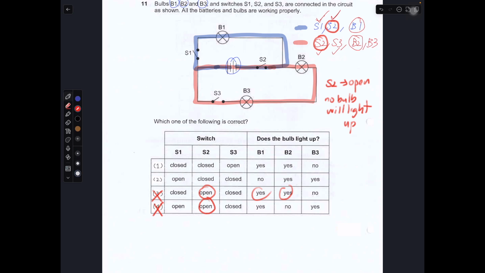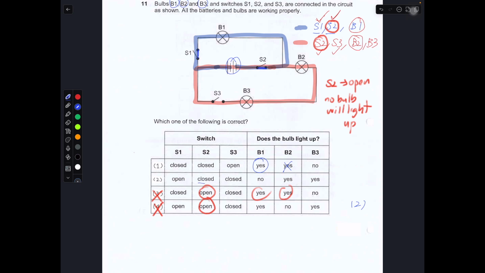Number 1 says that if S1 is closed and S2 is closed, S3 is open, then we only have B1 light up. But you can see B2 also lights up, so we surely know that this is wrong. So the answer must be number 2. But we have to analyze, because for the 4 of them there must be one option correct.